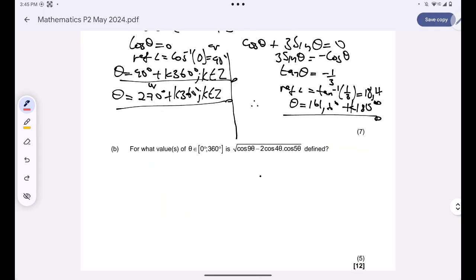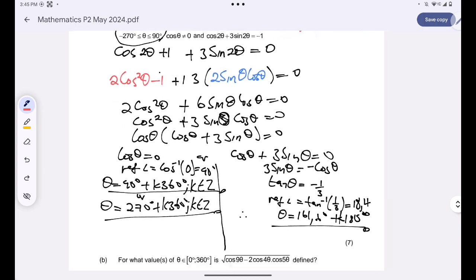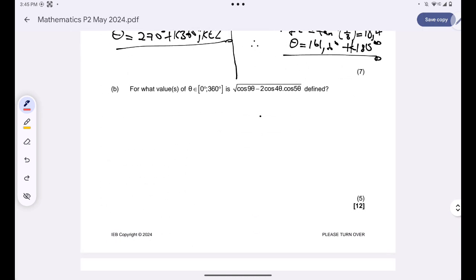Then you can take away your how many marks? 7 marks. Okay, and then the last question, they say to you, for which values of theta is that thing under a square root defined? Everything under a square root is defined if and only if whatever is under the square root, cos 9 theta minus cos 4 theta and cos 5 theta, has to be greater or equal to 0.